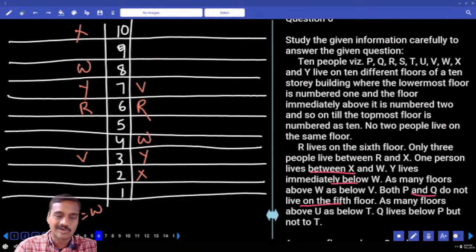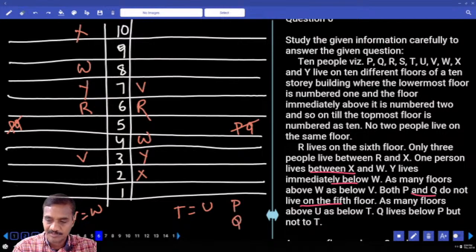Both P and Q do not live on the 5th floor. Now neither P nor Q is on the 5th floor. Both these 2 persons cannot be on the 5th floor. As many floors above U as below T. Now U and T must be equal. And Q lives below P. Where is this Q? Q lives below P, but above this T.